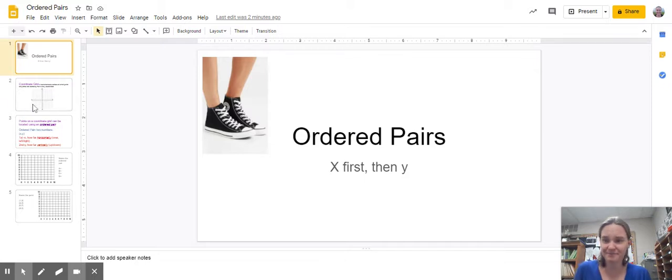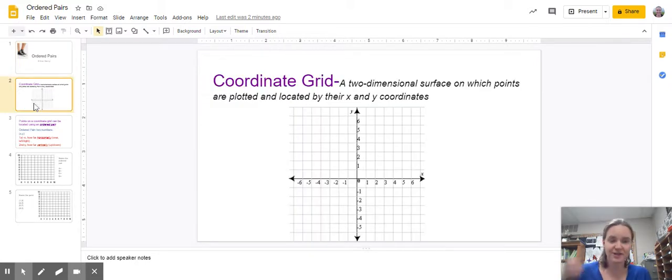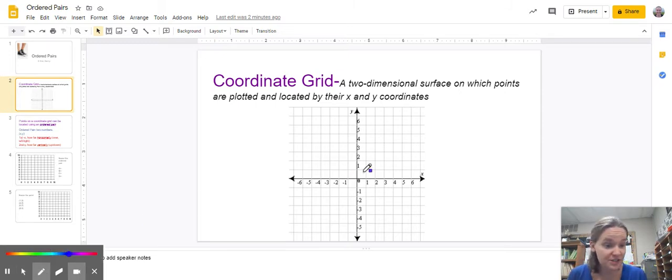It's pretty fun. Now, the first word for your math journal is coordinate grid. It's a two-dimensional surface on which plots are pointed and located by their x and y coordinates. Please draw a picture of a coordinate grid in your math journal. Is this in your math journal? Okay.